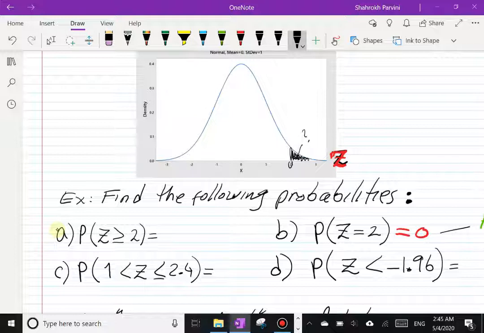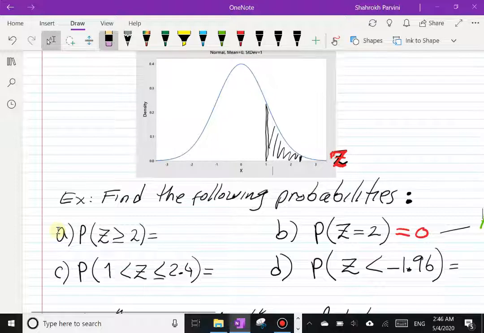And in the case of part C, for example, probability of between 1 and 2.4. This is, say, 2.4, and 1 would be this. This is what we want to find out. We'll get better graphs of these in a minute. But I just want to show you that what we usually do is translate these probability statements into areas under the normal distribution. Okay, and then we find the probabilities.